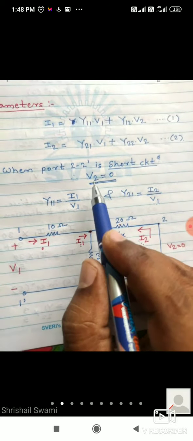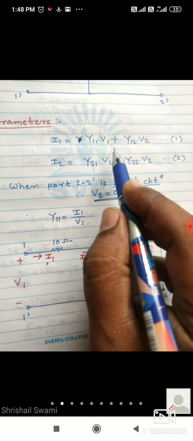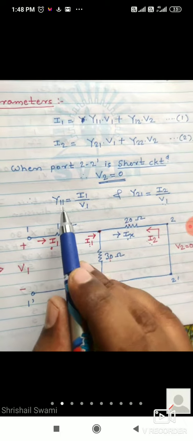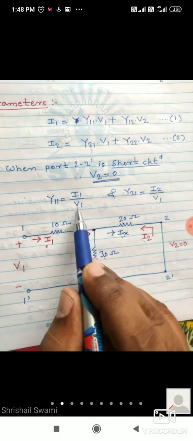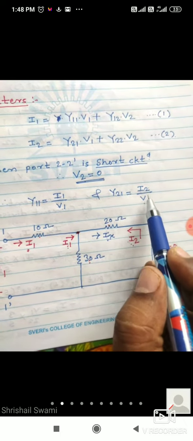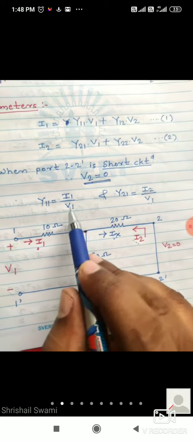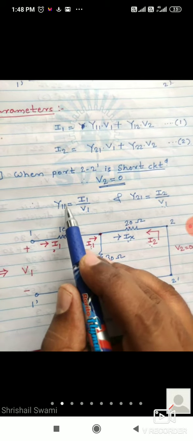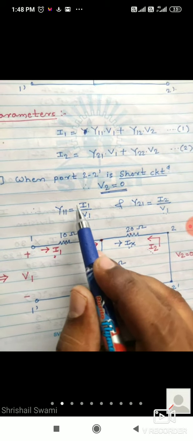Before drawing, when v2 equal to 0, putting it in equations 1 and 2, you will get the y11 and y21 equations. So y11 is equal to I1 upon v1 and y21 is equal to I2 upon v1. These two you have to find out by putting v2 equal to 0. You have to get the equation.